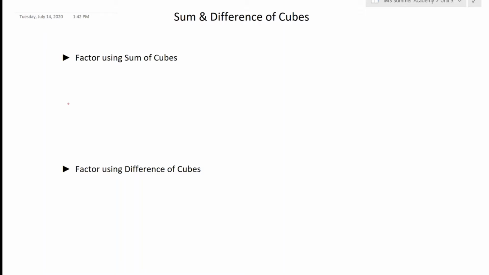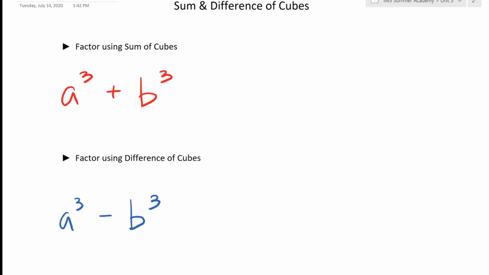First, sum of cubes. So what that means is we have cubes like this. We're able to cube the first piece, cube the second piece, and they're being summed together. The other one would look like a cube minus another cube, so numbers that we can take the cube root of, or terms we can take the cube root of. So we have sum and we have difference.